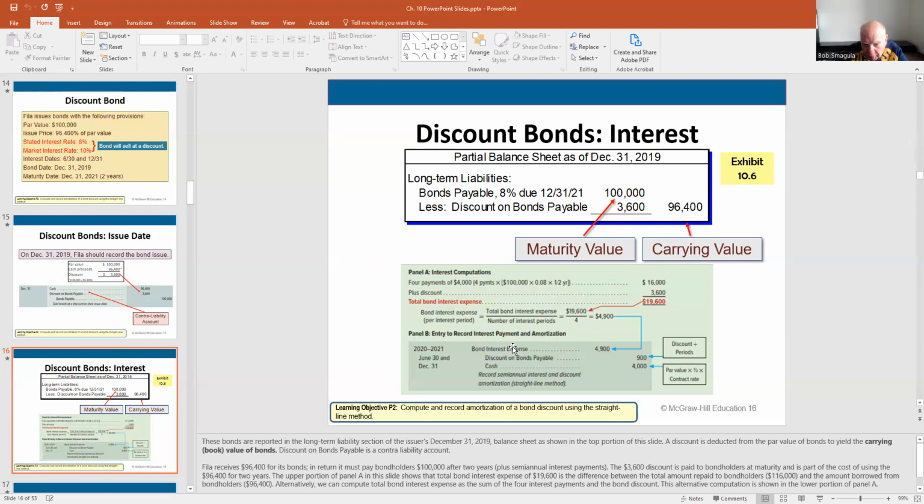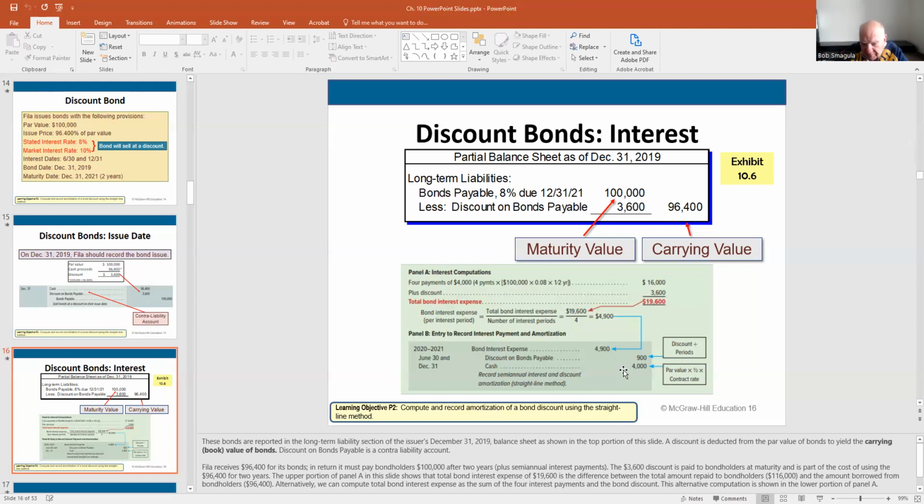Entry to record interest payment and amortization. Well, how much are we paying? We're paying 8% a year, which is $8,000, cut in half because we're paying twice a year. We credit cash for $4,000. That's how much money we have to physically write. We're going to write a check for that.